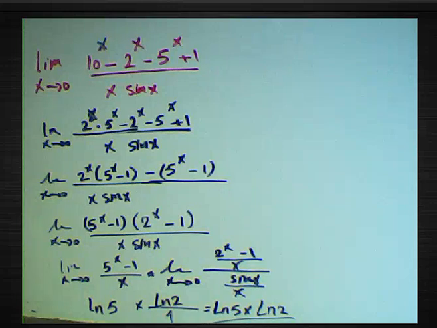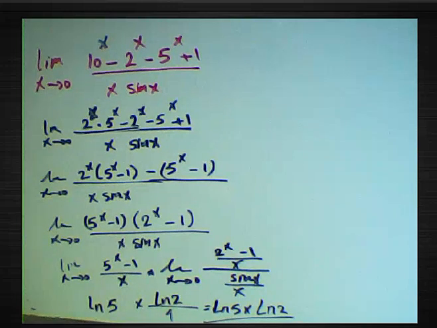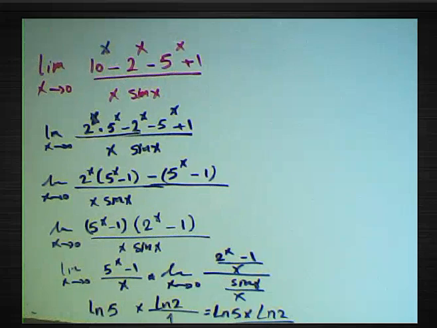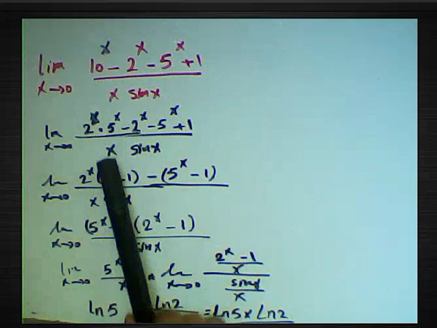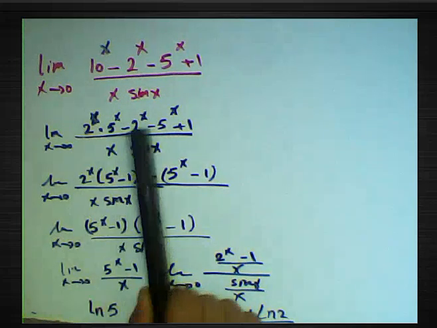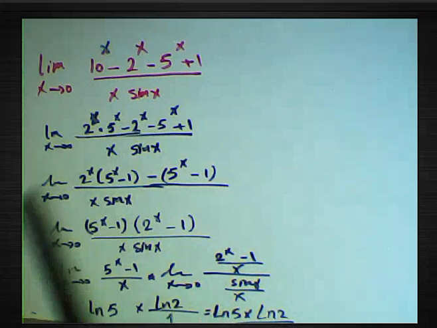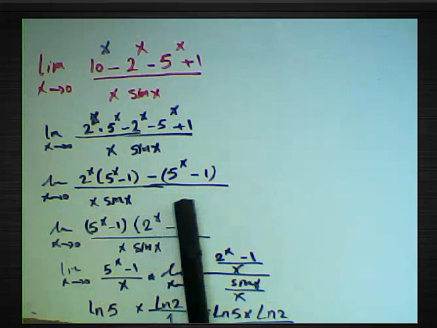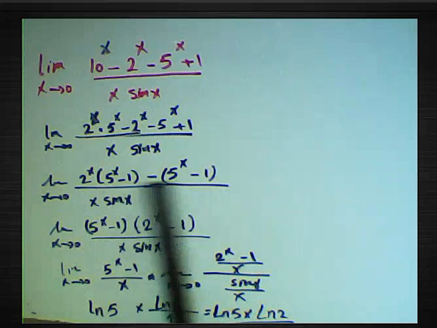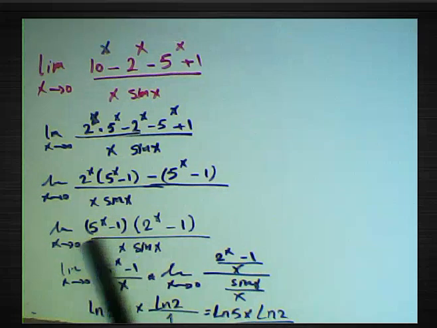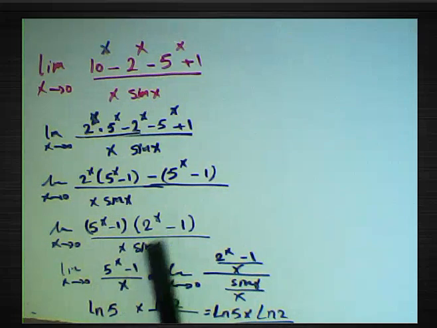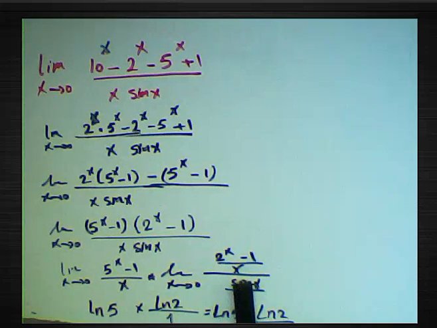We must study this question hard. It's a very important example. Write 10^x = 2^x · 5^x, and write 2^x as a common factor between the two terms here, and again write 5^x − 1 as a common factor between the two terms. I will get this expression divided by x and this expression divided by sin x. I will divide the numerator by x.